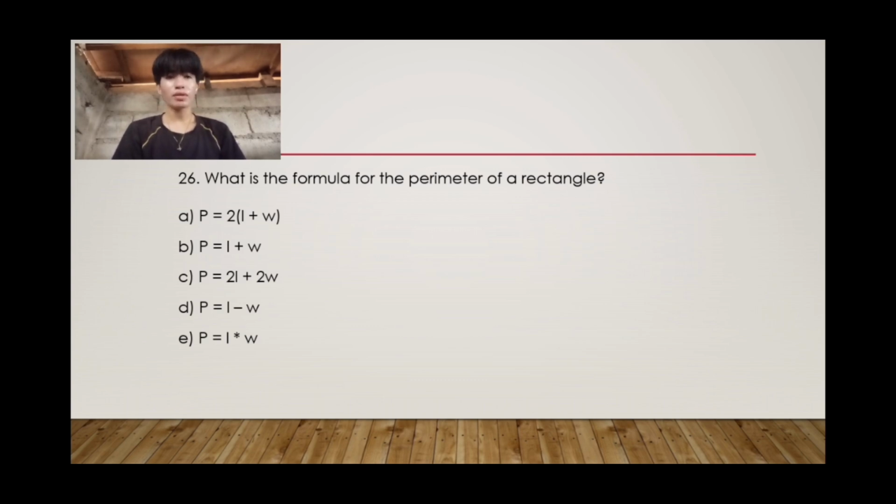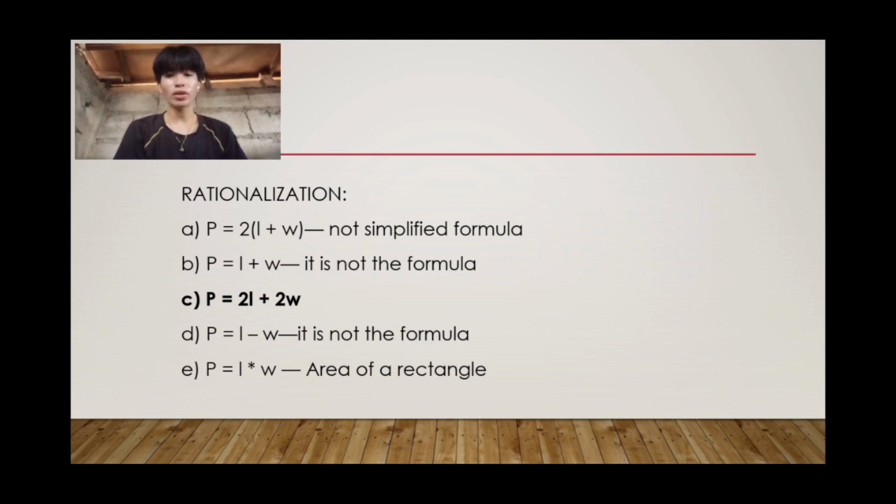So the correct answer for this number is letter C. Perimeter equals 2 length plus 2 width. So let's rationalize why letters A, B, D, and E are not the correct answer. For letter A, it is not the formula for the perimeter of a rectangle because 2 times the quantity L plus W is not the same as 2 length plus 2 width.